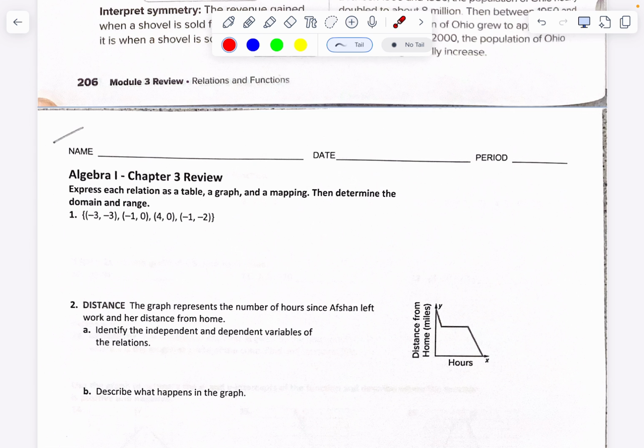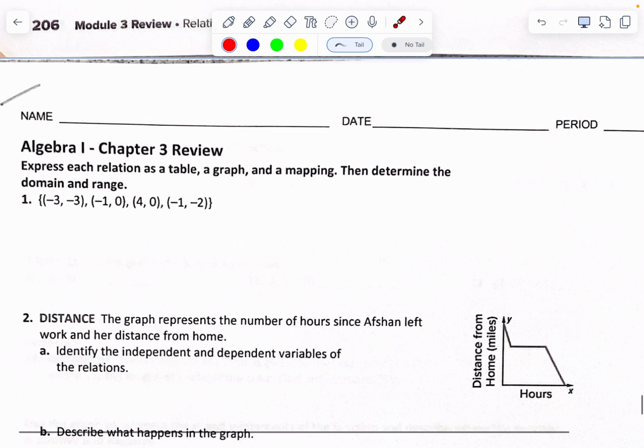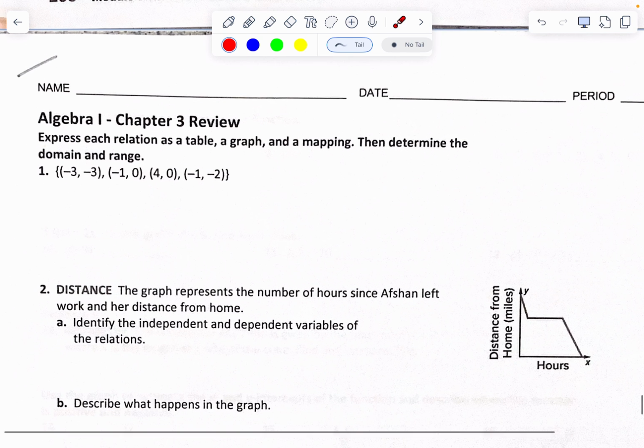Those couple of them are taking a quiz. So Cole, if you're wondering, they're not all missing. They're just taking a quiz that they have to make up.